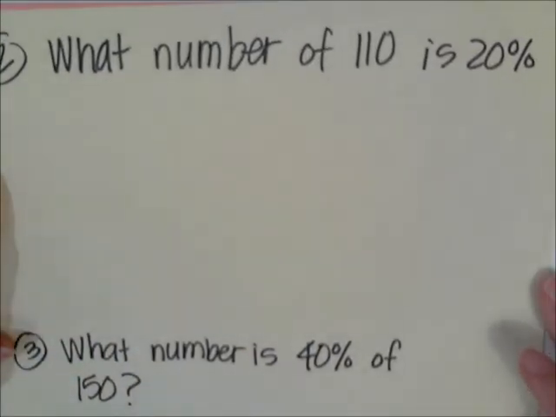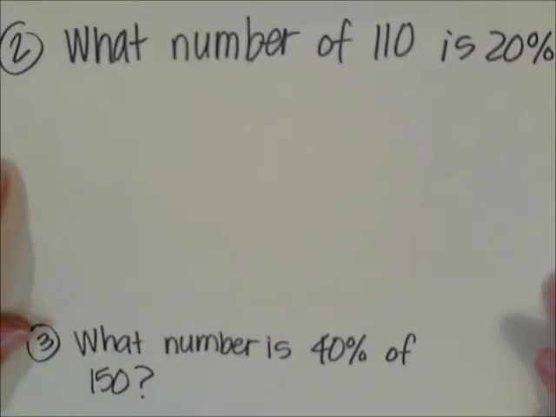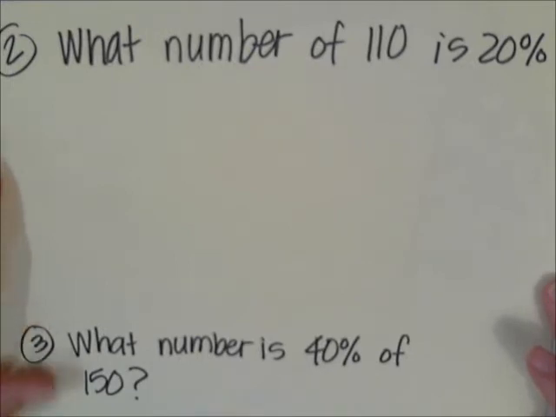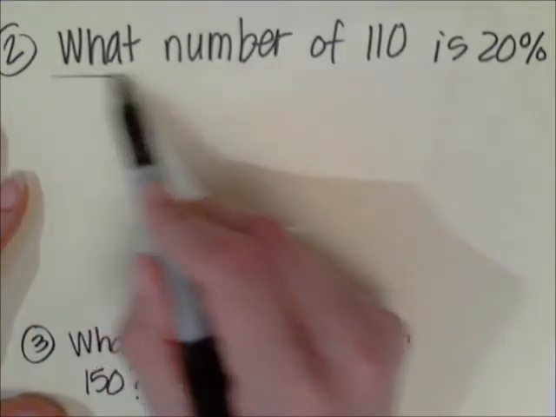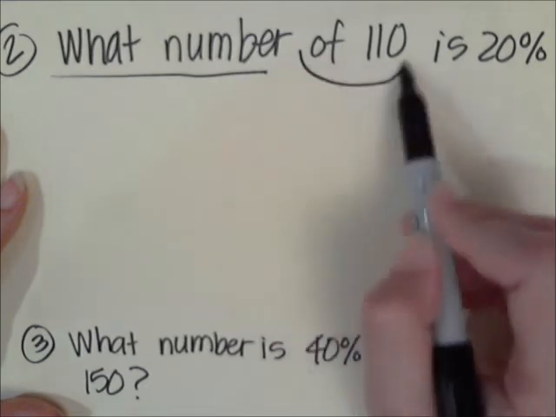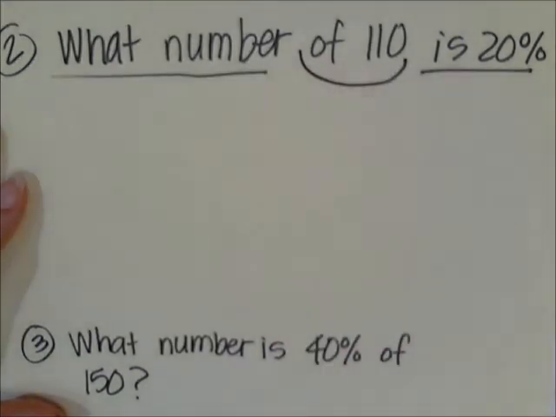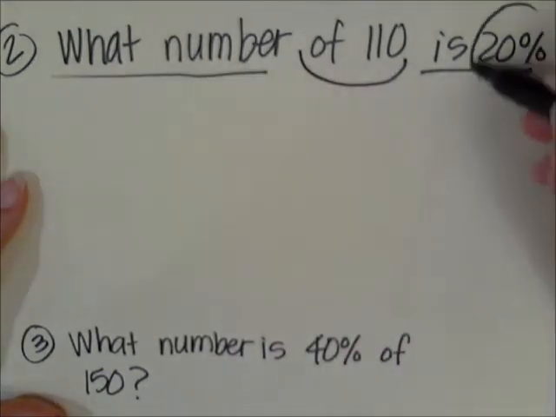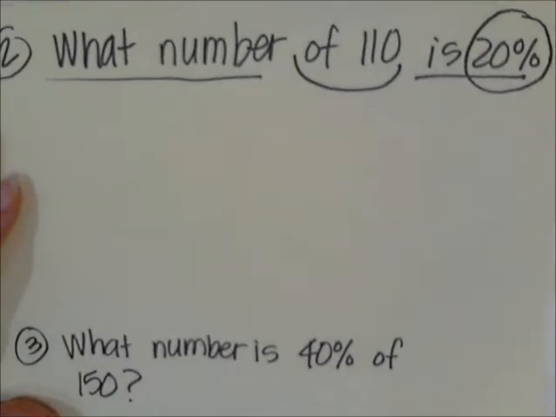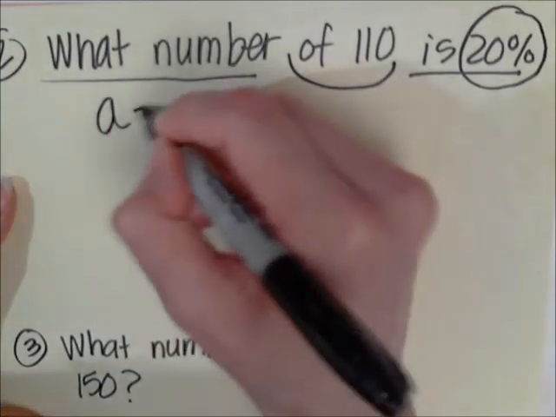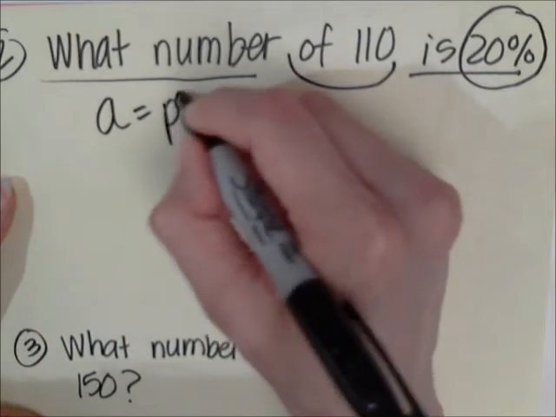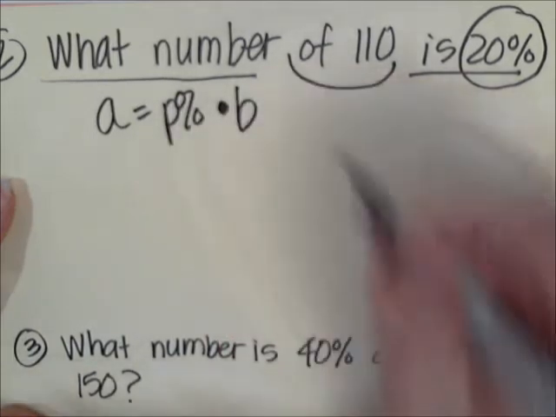What number of 110 is 20%? All right, so this time we're looking for what number. Okay, so we've got "of 110 is 20%." Now here the most important thing to pay attention to is the 20%. So A equals P percent times B.